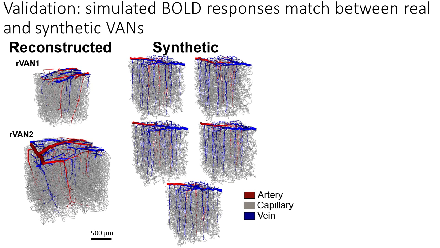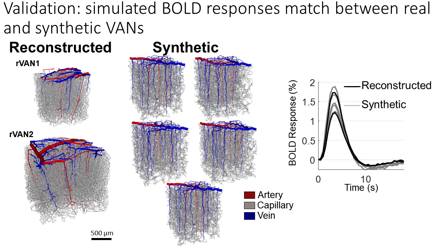As a quick validation, because our synthetic VANs have never been used in similar BOLD simulations, we generated 5 VANs from the statistics of one of the reconstructed VANs. We simulated the BOLD on the 5 synthetic VANs and observed a similar time course and amplitude as the 2 reconstructed VANs, and showed that synthetic and real VANs yield similar BOLD responses, which is reassuring.